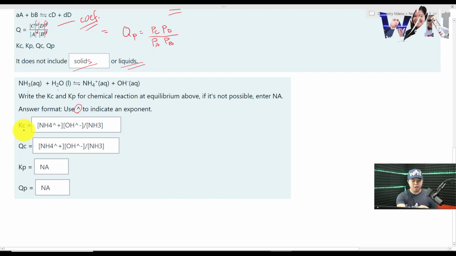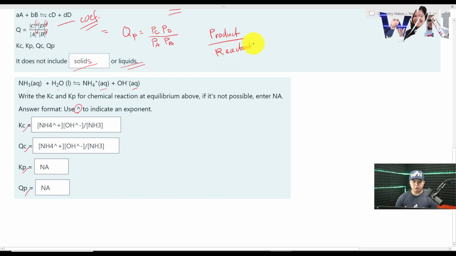Here we have equilibrium constant for concentration, reaction quotient for concentration. Here we have for partial pressure, and we have for partial pressure as well. In this case, we're dealing with aqueous solution. We're not really dealing with pressure, and NA is for not applicable, so we don't really have it, okay? So let's focus on this one. For equilibrium constant, again, just product over reactant. So I'm just going to write that out over here for you, okay? If you don't remember, just product over reactant.